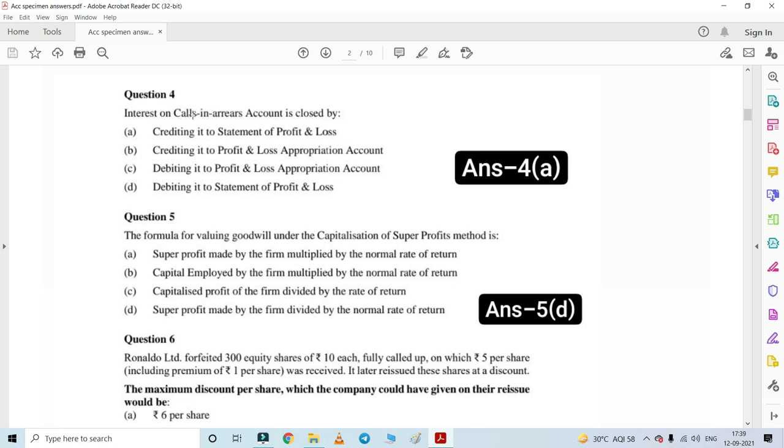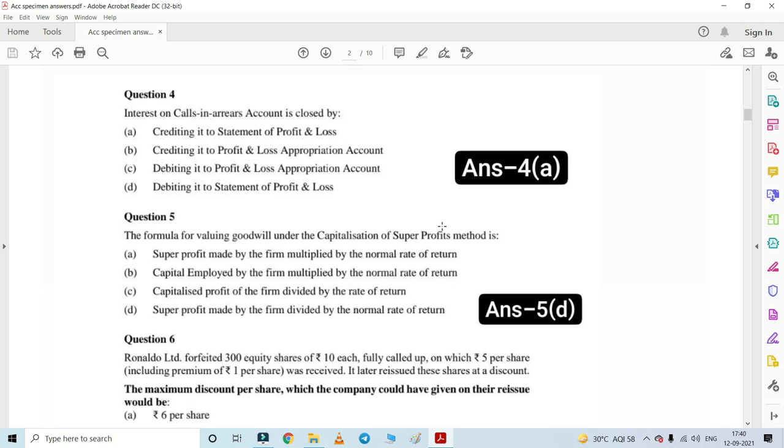You know that calls in arrear is basically loss to the company. So losses should be debited, but interest on calls in arrear is basically credited, because all interest and gains we credit as per the nominal account rule, and hence as it is credited and we are going to close it, so it must be debited. So if it will be debited, then obviously statement of PL account will be credited. So the correct option is A.